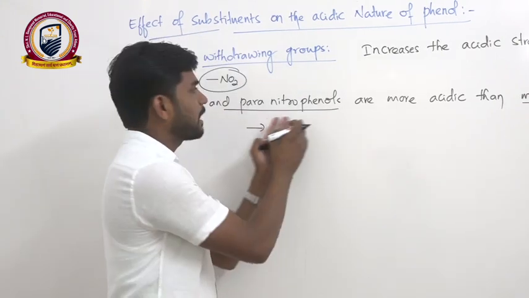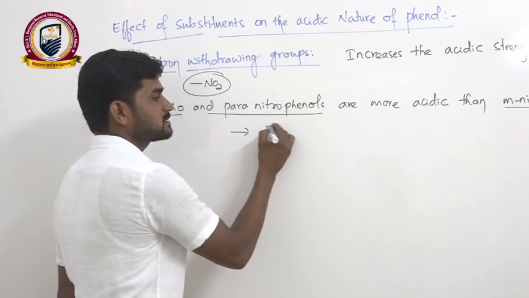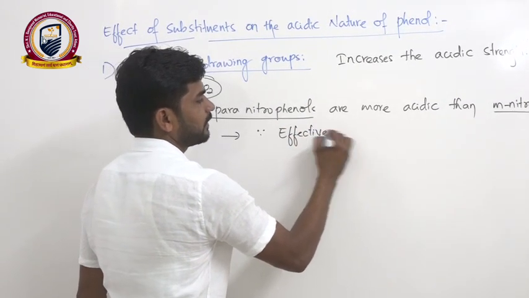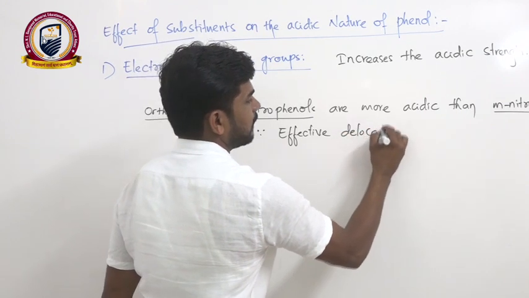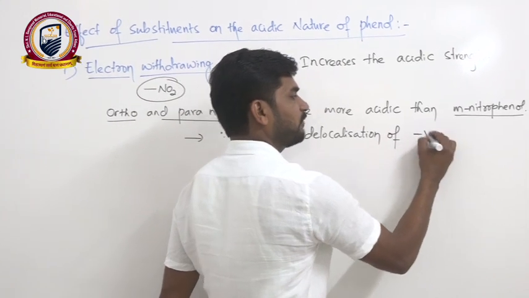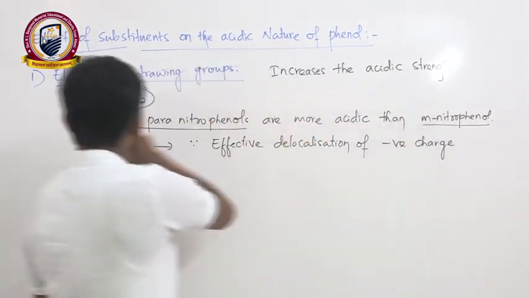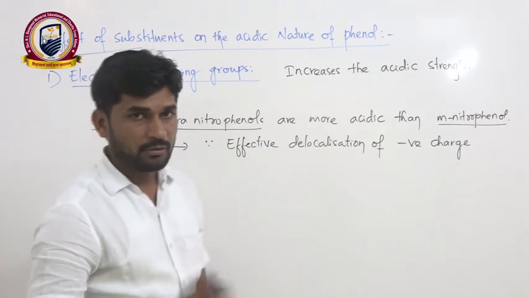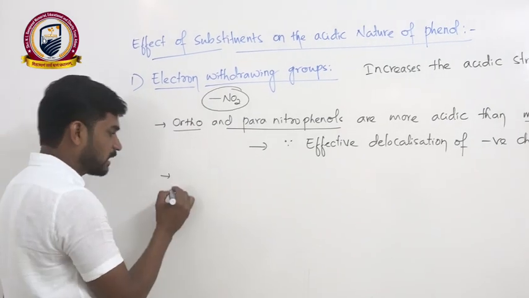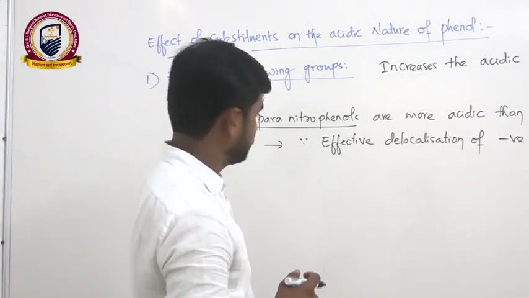Why are ortho and para nitrophenols more acidic than meta nitrophenol? This is because of effective delocalization of negative charge in the case of ortho and para nitrophenols. So this is the first point, and the second point: among ortho and para nitrophenol, which is most acidic now, right?